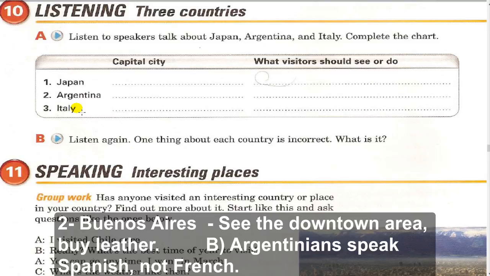3, Italy. 3. Italy is a country in southern Europe on the Atlantic Ocean. The country is shaped like a boot. It's famous for its excellent food. Everyone should try the pizza there. It's also famous for its art and old buildings, especially in the capital city of Rome. Visitors shouldn't miss that.